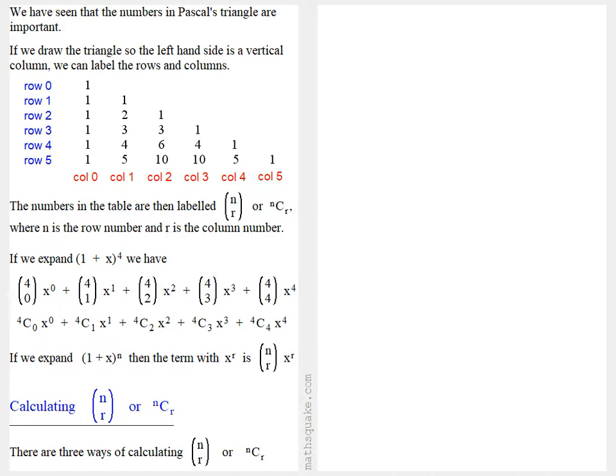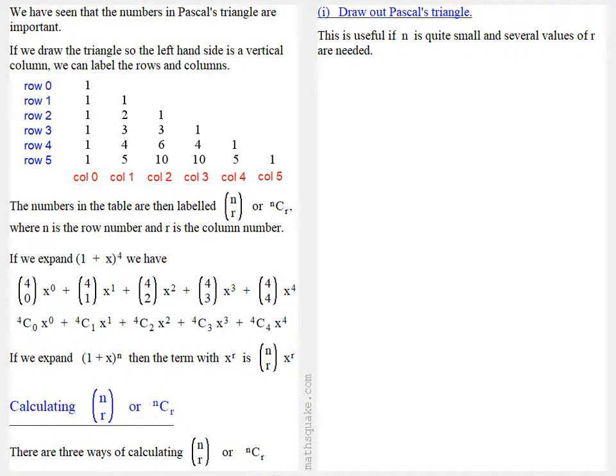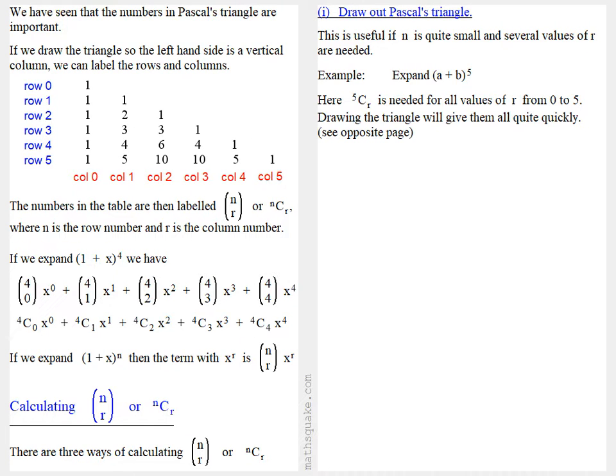Now there are at least 3 different ways of calculating nCr. The first one is simply to draw out Pascal's triangle. Now this is useful if n is quite small and several values of r are needed. Example, expand (a + b)^5. Here 5Cr is needed for all values of r from 0 to 5, and drawing the triangle will give them all quite quickly. We can look back to the previous page and see them.